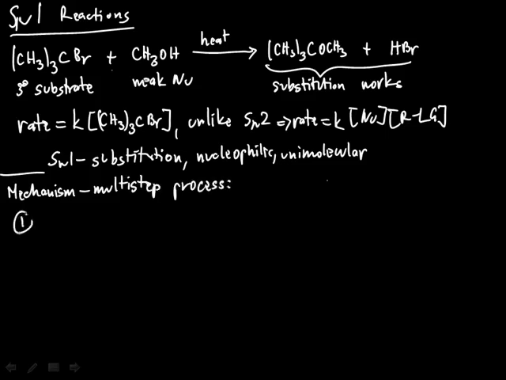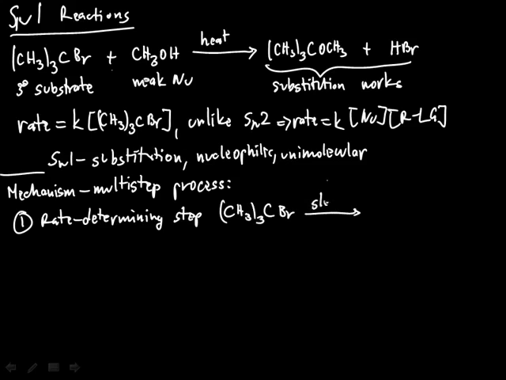The first step, that is also the rate determining step, is the formation of the cation. So our t-butyl bromide simply breaks up, and this is a slow process, into t-butyl cation and bromide anion. And so this is the carbocation formation.